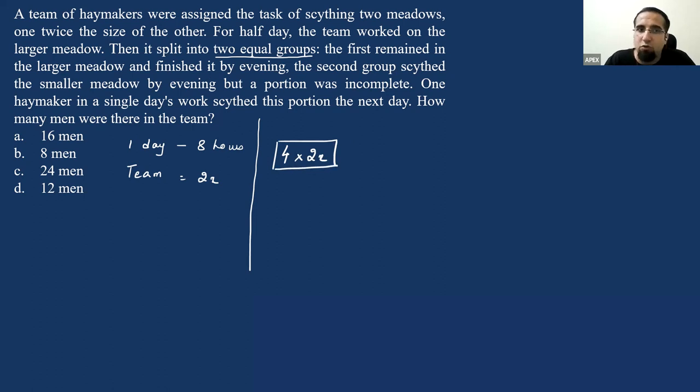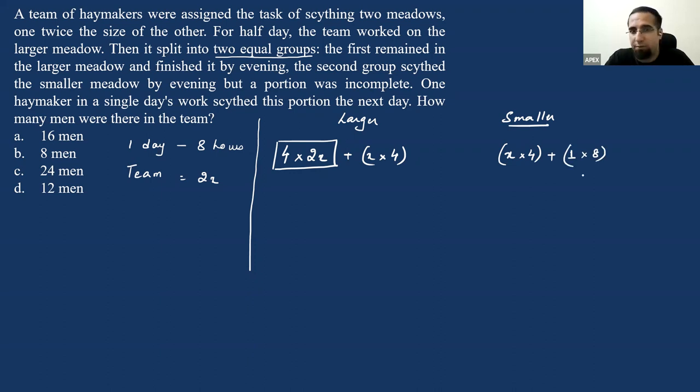Now then they split into 2 equal groups. That means x people worked on the larger meadow, and then I have the smaller meadow also. On the smaller meadow, x people work. The first group remained in the larger meadow and finished it by evening. That means x men work for 4 hours. This was the total quantity of the larger meadow. The second group worked on the smaller meadow by evening, so this also did for 4 hours. But a portion was incomplete. So one person in one single day's work, that means 8 hours, completed this the next day. Okay, so this is what is given in the question.